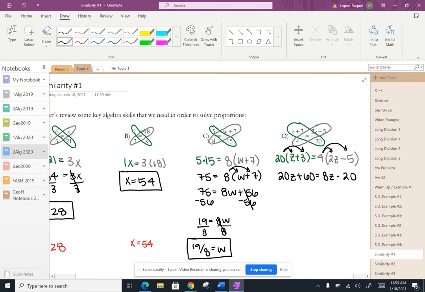Okay, I'm going to go ahead and simplify. So I'm going to move all of my z's to one side. I'm going to subtract 8z on both sides of the equation, and I end up with 12z plus 60 equals negative 20. All right, then I'm going to move all of my numbers to the other side. So I'm going to subtract 60 on both sides, and I end up with 12z equals negative 80. And then the last bit of this is I'm going to divide both sides by 12.